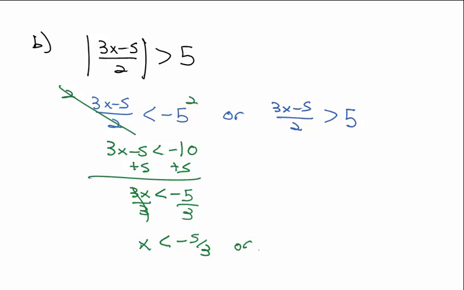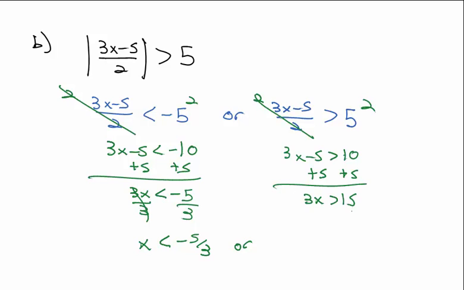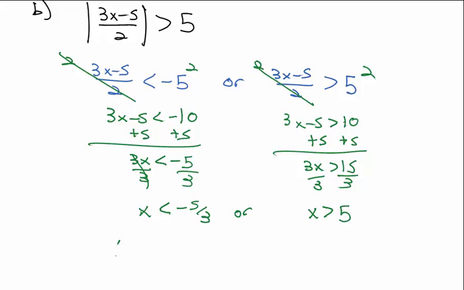Or, going through almost the identical process on the other side, multiplying both sides by 2. 3x minus 5 is greater than 10. Adding 5 to both sides, 3x is greater than 15. Dividing by 3, x is greater than 5. And so in interval notation, let's do it in pink, negative infinity to negative 5/3, or is the union, and then 5 up to infinity.